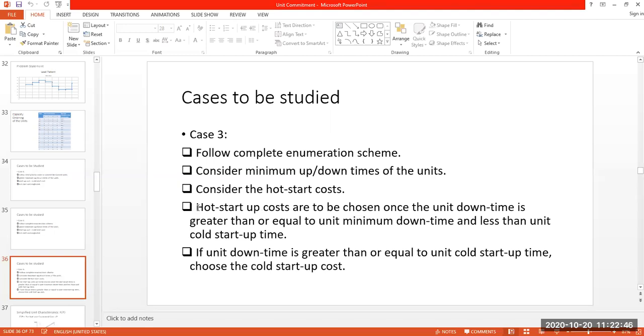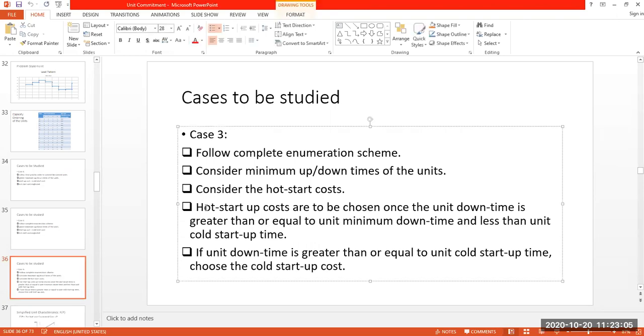So let me read this out. The hot startup costs are to be selected instead of the cold start cost when the unit downtime is greater than or equal to the unit minimum downtime, or less than the unit cold startup time. So I will show this by example when we solve the problem.